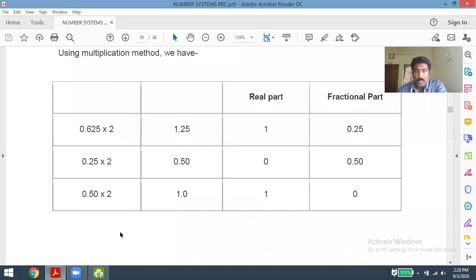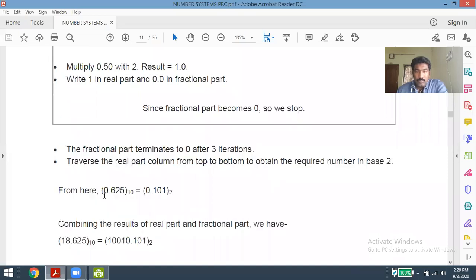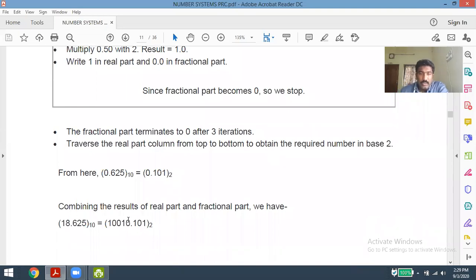Now take these real parts, starting from 101, and take those values as the output. So for 0.625 base 10, I am getting 0.101 base 2. Now I am combining these two values. For 18, I get one value, and for 0.625, I get the other. Finally, the result is 10010.101 base 2. This 101 is nothing but what we got from our multiplication process.